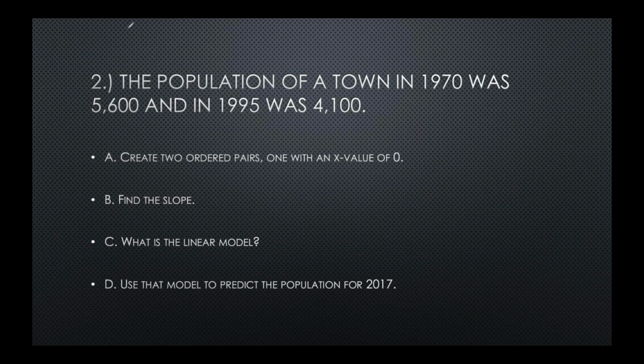So when I look at this next problem, you'll notice they talk about years, 1970, 1995. Those are years. Years are time. So I have two ordered pairs. The first one, in 1970, the population was 5,600. And in 1995, the population was 4,100. Okay, well, great. Do you notice a problem? Because our ultimate goal here, letter C, I would say is our ultimate goal. We want to write a linear model. And remember, for a linear model, we're going to need our slope and our y-intercept.